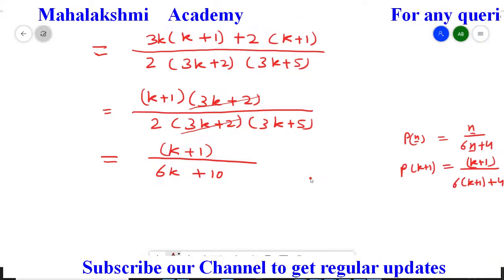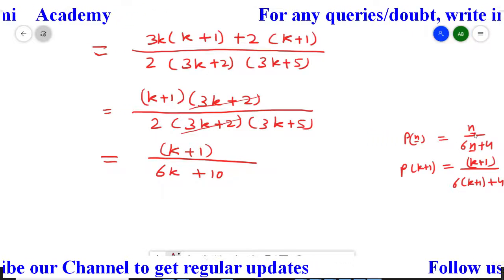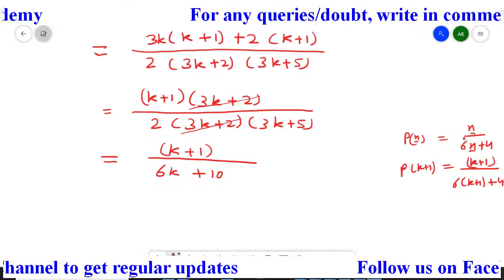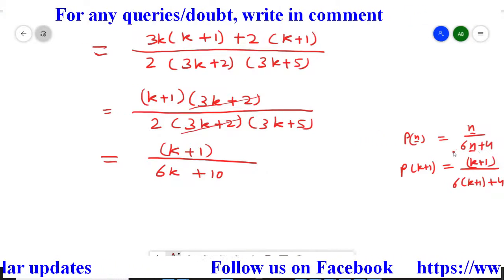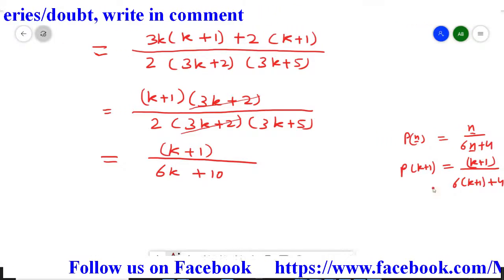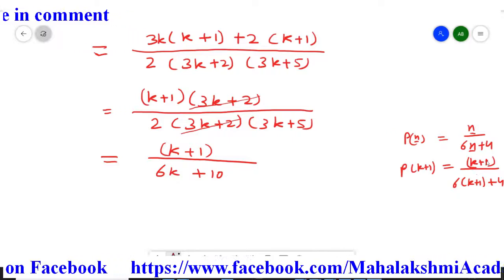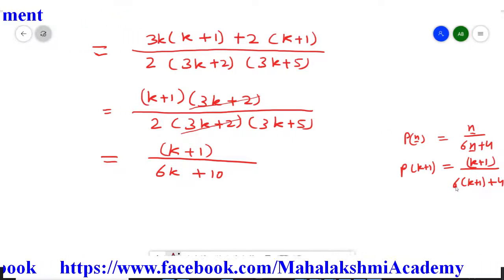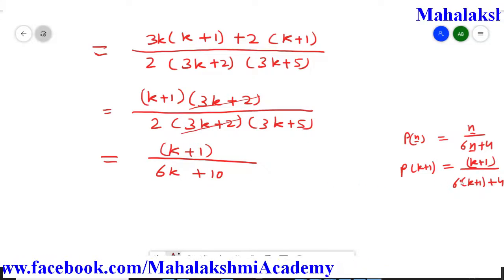So I hope it's clear to you. When the statement is Pn, that time the right hand side of Pn statement which is given in the question is n upon 6n plus 4. So wherever n is there, we need k plus 1. So the right side of our question should also come in the form of k plus 1. Then in the denominator 6 bracket k plus 1 plus 4.